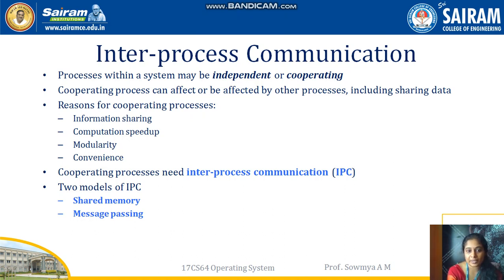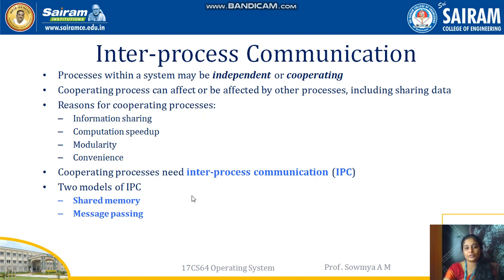But if it is a cooperating process, then a process is dependent on some other process for some data, or this process's data will be used by some other process. So there is a form of communication to share data between these processes. The reasons may be information sharing, computational speedup, modularity, and convenience. Interprocess communication is supported by the operating system for sharing memory and passing messages.